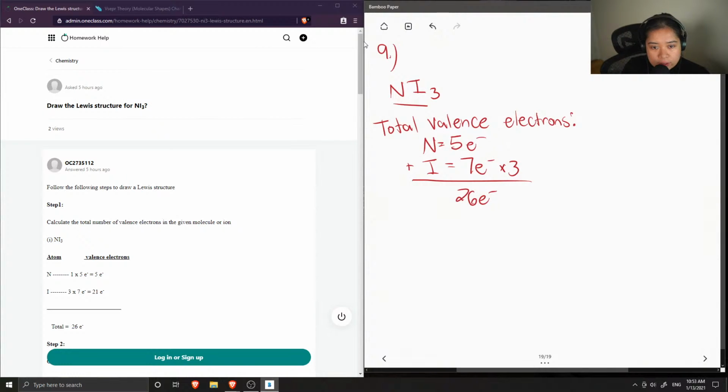So now let's draw our Lewis structure, skeletal structure. Nitrogen will be our central atom. And then I'm just going to draw all of the iodine atoms around it with a single bond. And then I'll draw in all of the lone pairs.